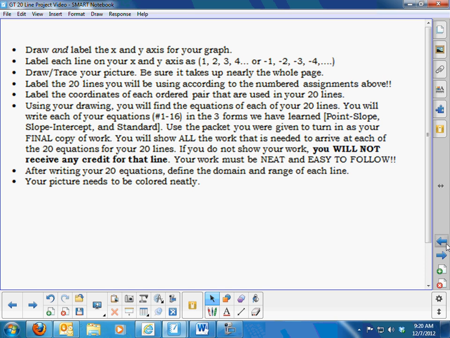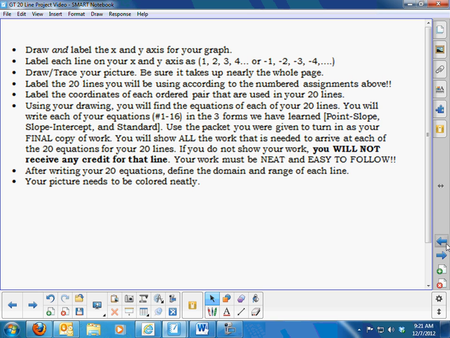They need to be numbered according to the rubric. You're going to label the coordinates of each ordered pair that is used, and then you are going to find the equations of each of those 20 lines. Now, for the first 16, you're going to write the equation in all 3 forms that we've learned. This is a level 2 test grade.